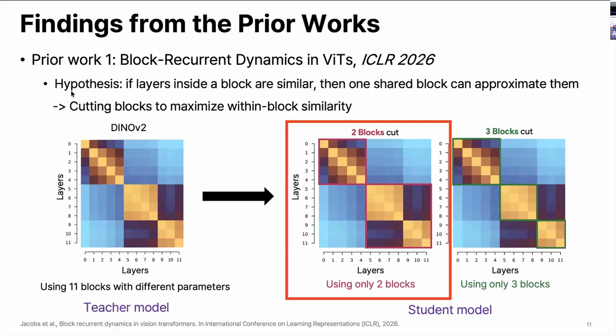I'm going to explain this part in detail using this 2-block cut example. They first cut the transformer into 2 blocks, and they train this cut transformer with knowledge distillation techniques.